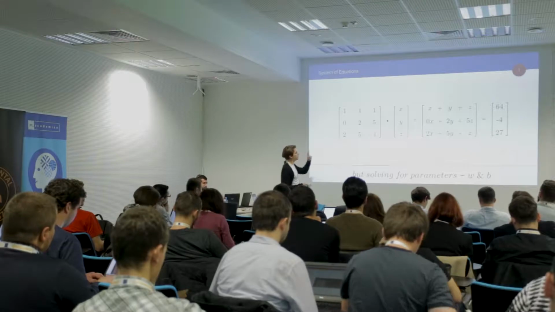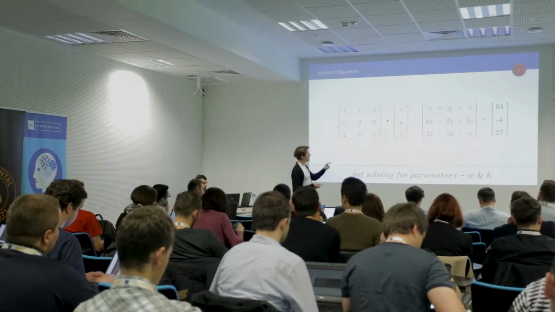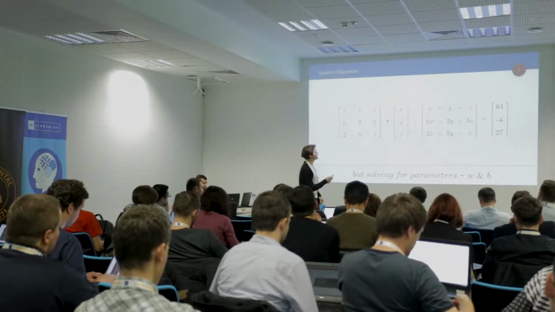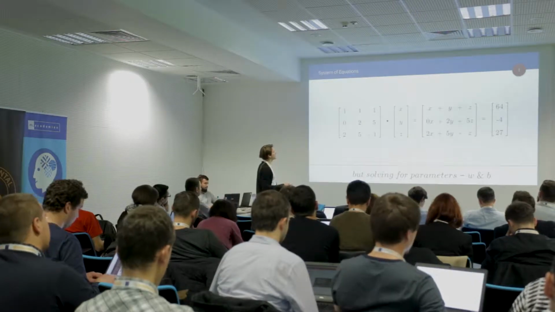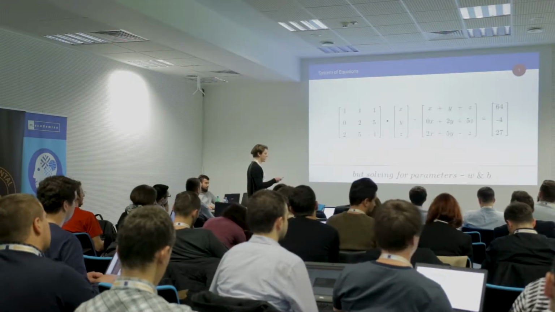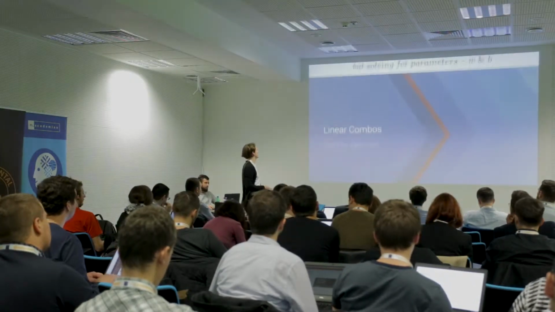What's important for us? Normally in an equation you solve for the x, y, and z. We are going to solve for the parameters. The parameters in our case are going to be the 0, 2, and 5, for example. So this is the second step.